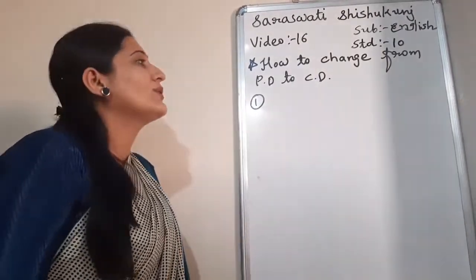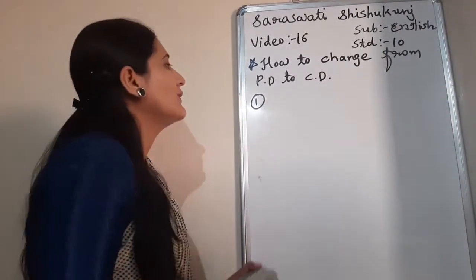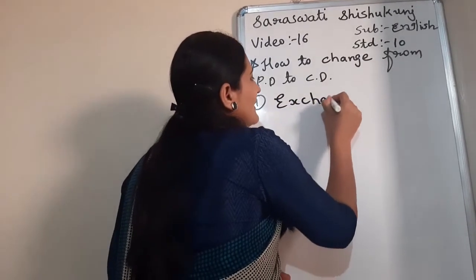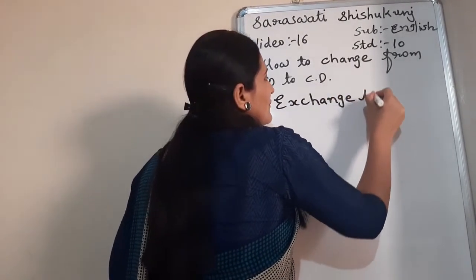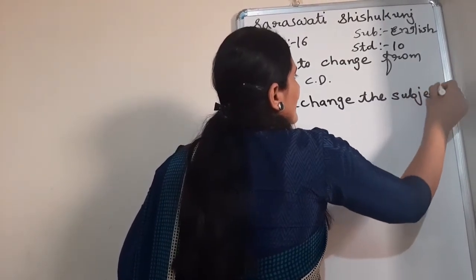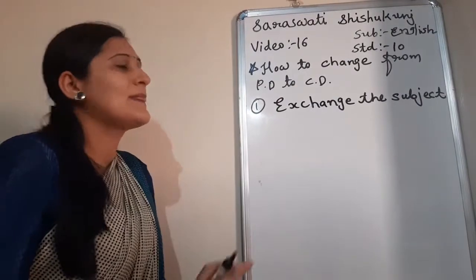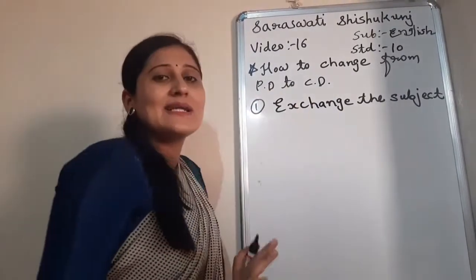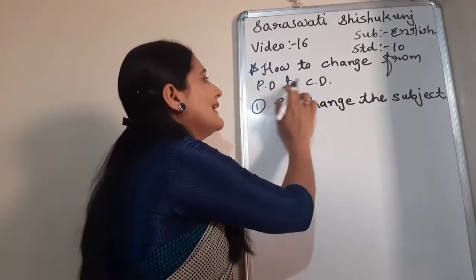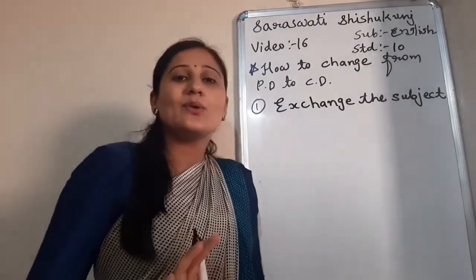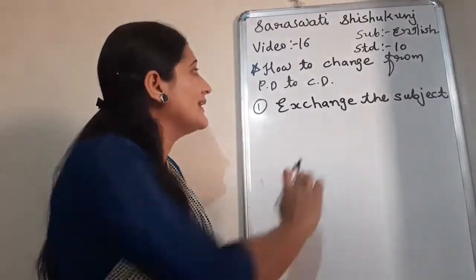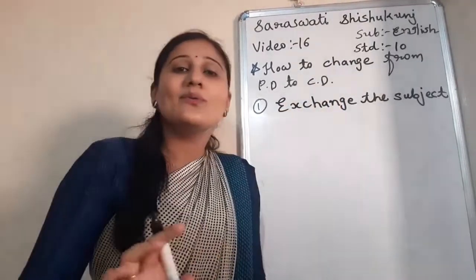There are some common rules. Let's see the first rule, that is, exchange the subject. Now see, a positive degree example or sentence is given. When you turn from PD to CD, as I told you, I will speak short forms, right? PD means positive degree and CD means comparative degree.